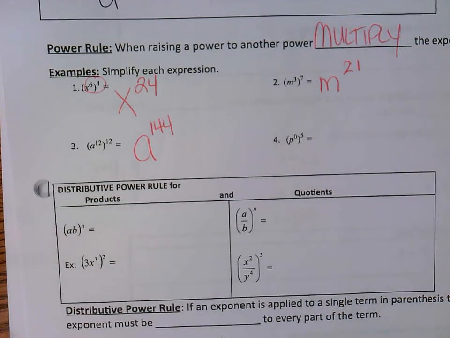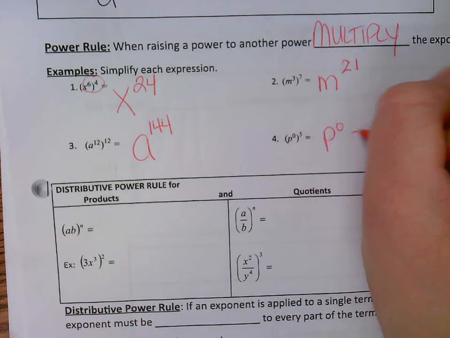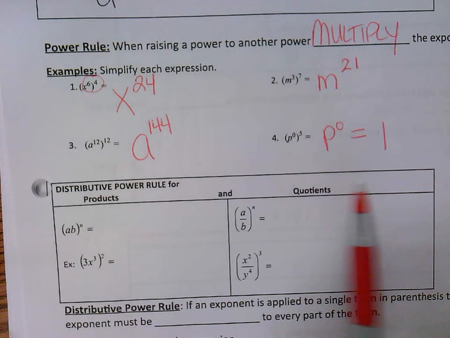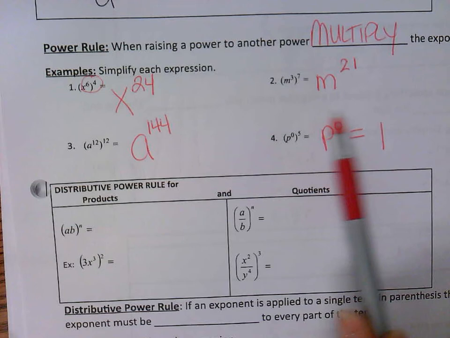All right, and then what would you get for number 4? Okay, so p to the 0 power, I could also just write that that's 1. Anything to the 0 power is 1. So if you had a string of coefficients and variables and exponents, this is actually an insignificant term. It won't change the value of the rest of the problem. That part of it will be 1 times everything else.